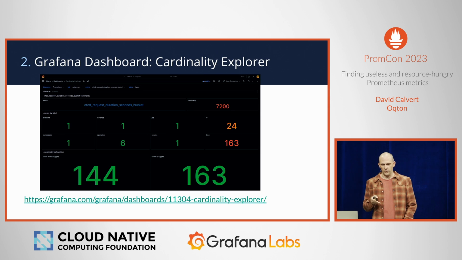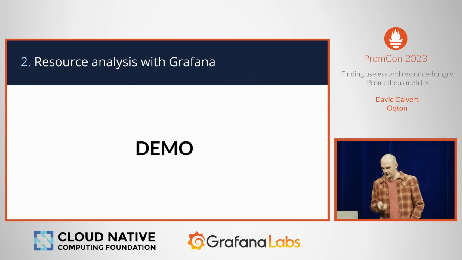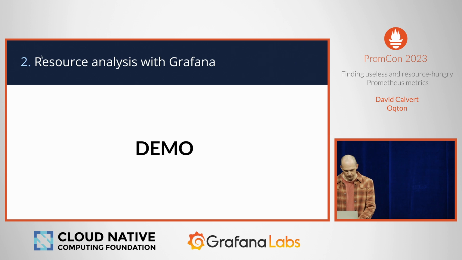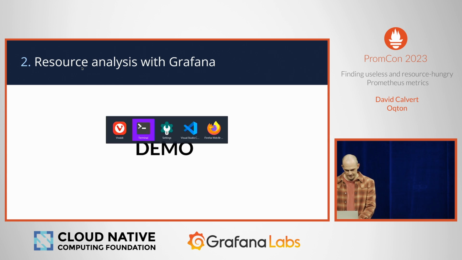So once you have the list of your biggest metrics, what you want to do is understand why they are big. You have several ways to do it, but I found that there is a dashboard on the Grafana community dashboards that is really well made. Basically, it allows you to see graphically the cardinality of your metrics directly in Grafana. You have the dashboard link if you want to have a look. So I'll just do a quick demo of what we've just seen here.